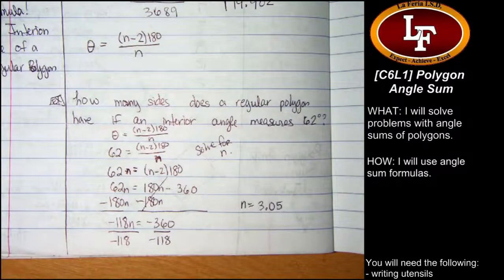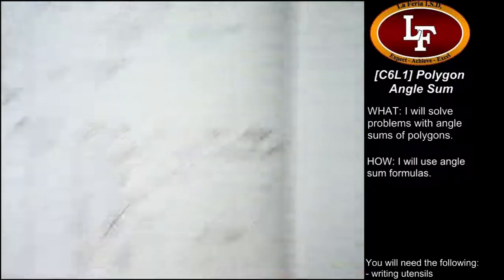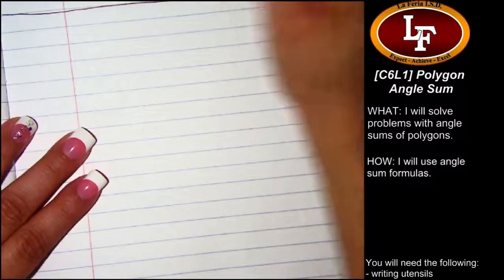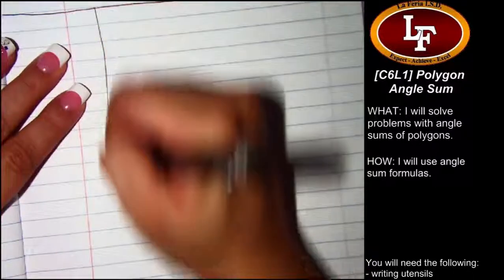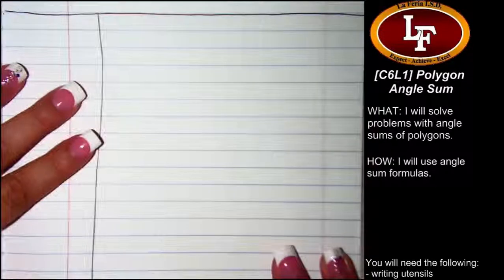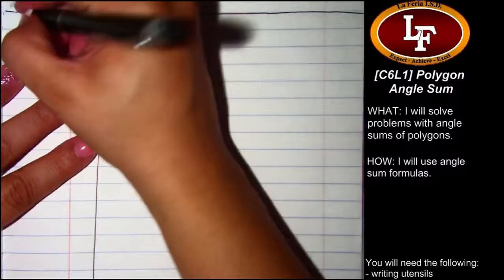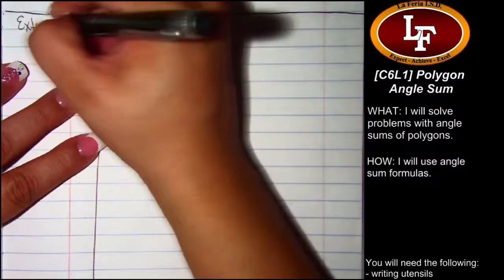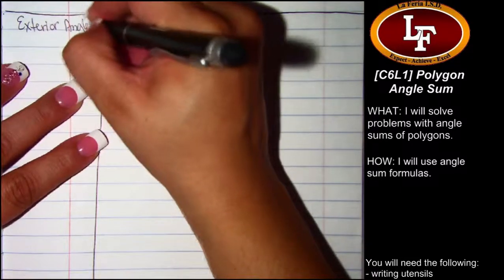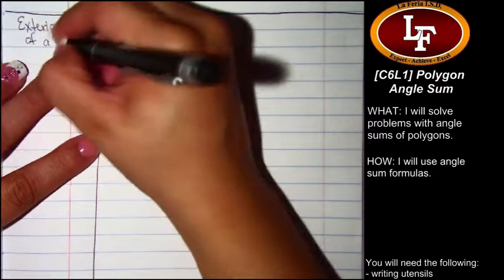We have one last topic to discuss before we are done. And it is a very small topic. This allows us to talk about the exterior angles of a polygon.